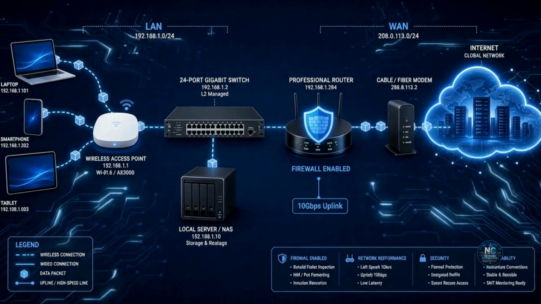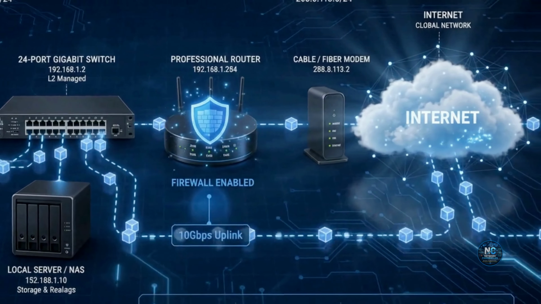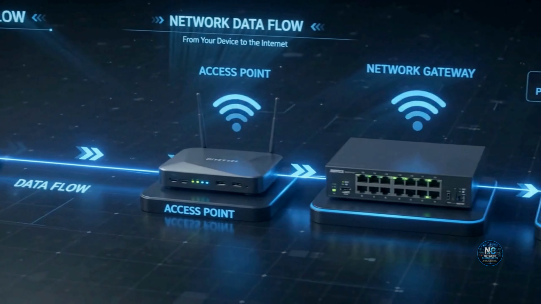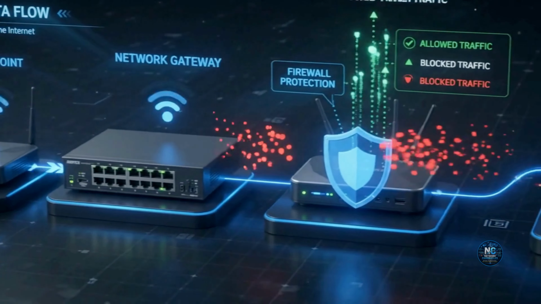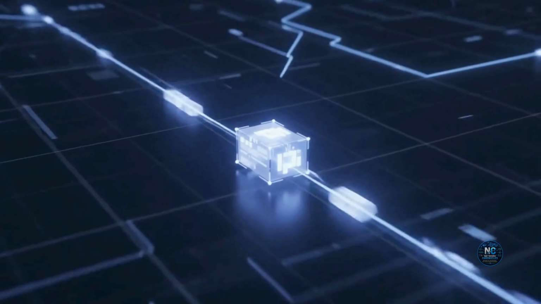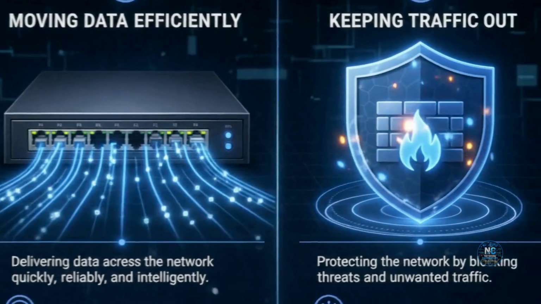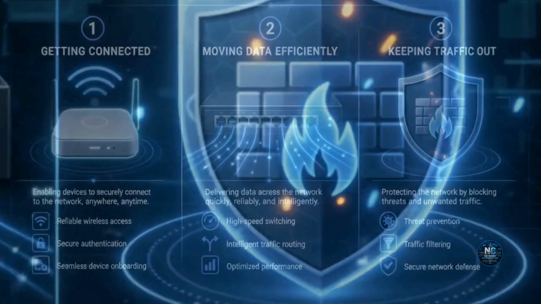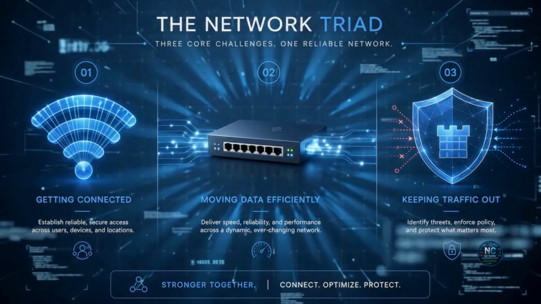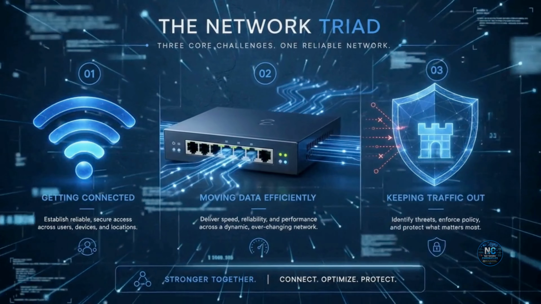you load a page. Scale this up from your living room to a global enterprise, and the concept doesn't change, only the scale, the redundancy, and the complexity of the rules involved. Every device in this episode exists to solve one of three problems: getting connected, moving data efficiently, or keeping the wrong traffic out. Once you can look at a network diagram and immediately know which device solves which problem, you're no longer just a user of the network. You're starting to think like the people who designed them.